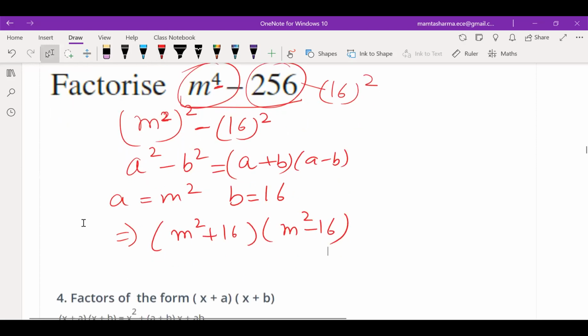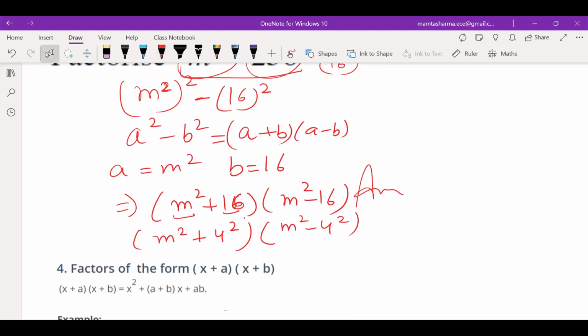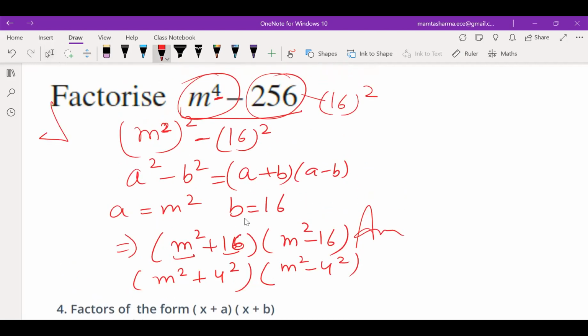Is this the final answer or can we solve it further? Yes, we can solve it further because again they are perfect squares. M square minus 16: m square is the square of m and 16 is the square of 4. So we can do it further, and it becomes m plus 4 and m minus 4. This question is important.